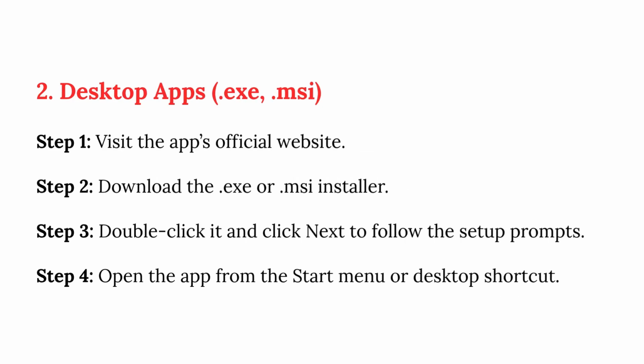2. Desktop apps, EXE or MSI. Step 1. Visit the app's official website. Step 2. Download the EXE or MSI installer. Step 3. Double-click it and click Next to follow the setup prompts. Step 4. Open the app from the Start menu or desktop shortcut.